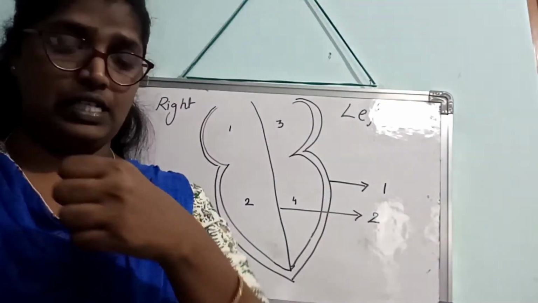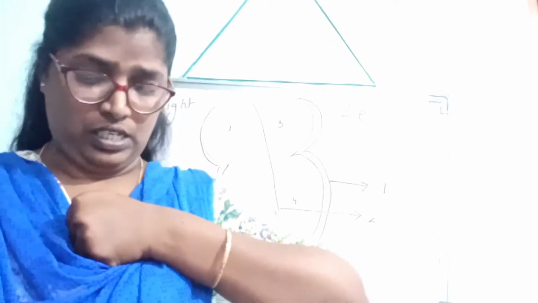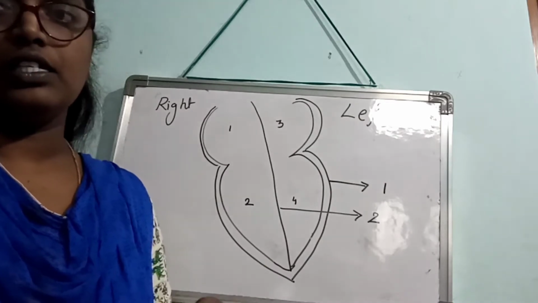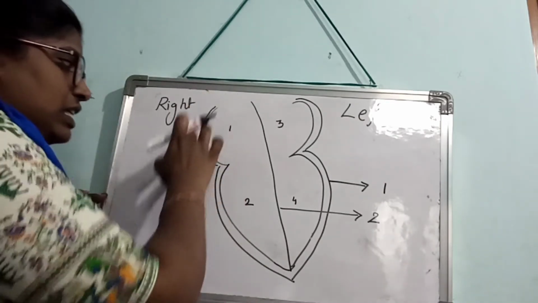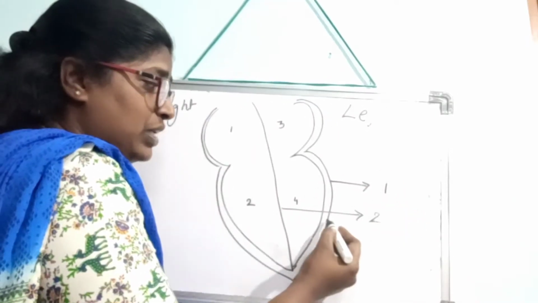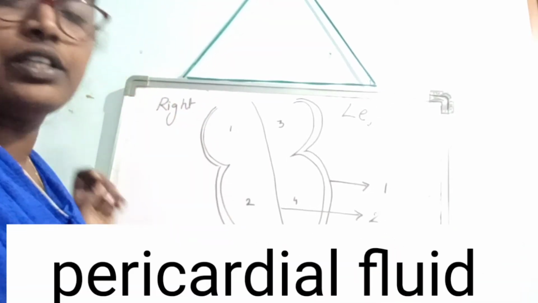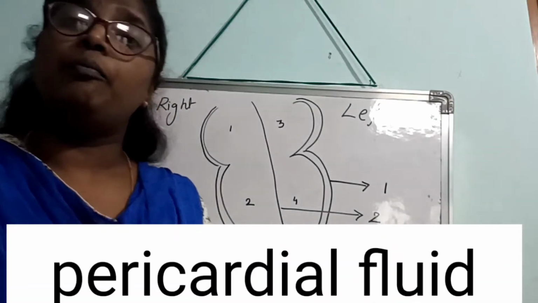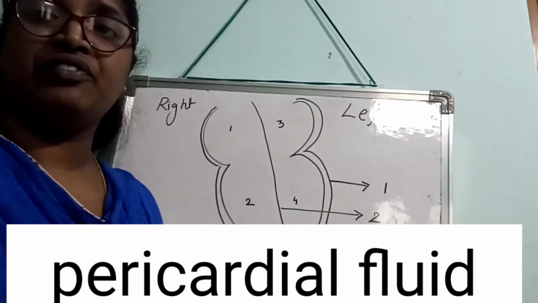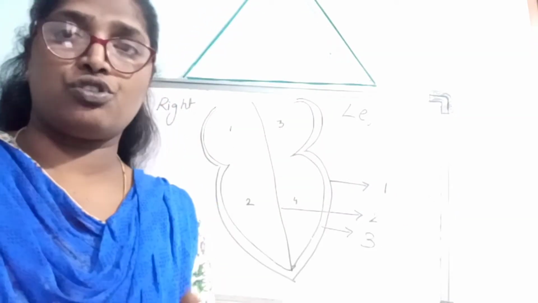What is the position of the heart? It is situated in the chest cavity in between the two lungs, slightly towards the left side, and the shape of the heart is pear shape. The heart is covered by a membrane called the pericardial membrane, and in between the membrane we have pericardial fluid. Pericardial fluid is a material which protects the heart from external shocks. You can also call them mechanical shocks.